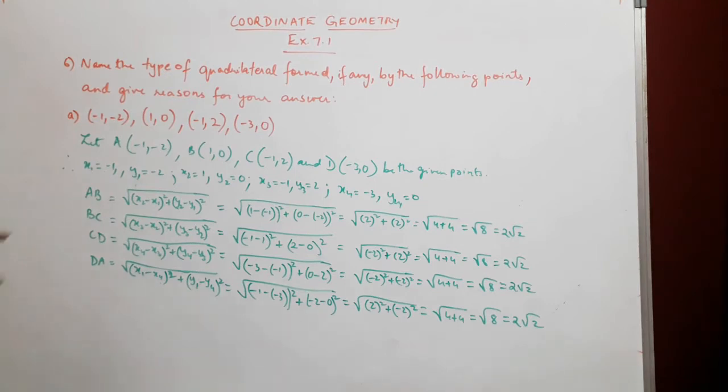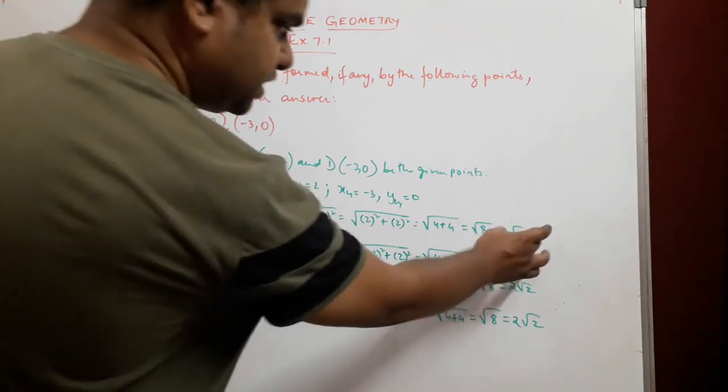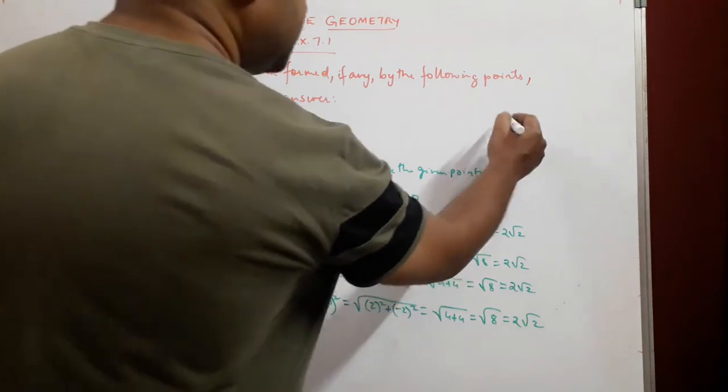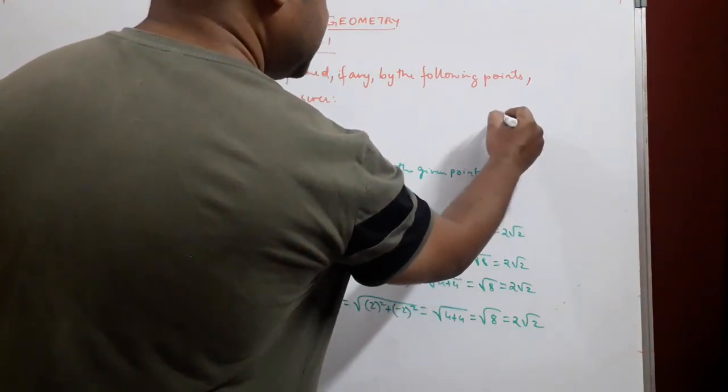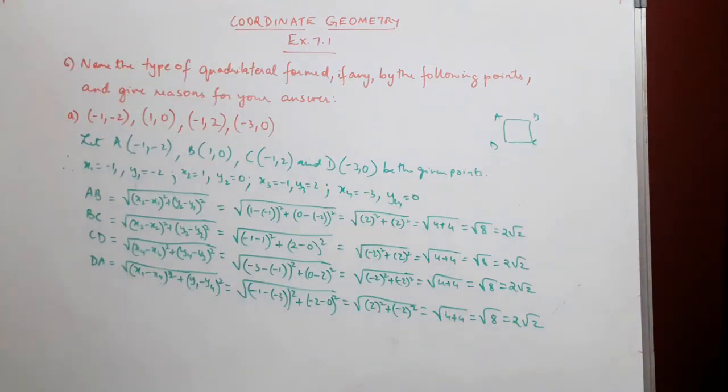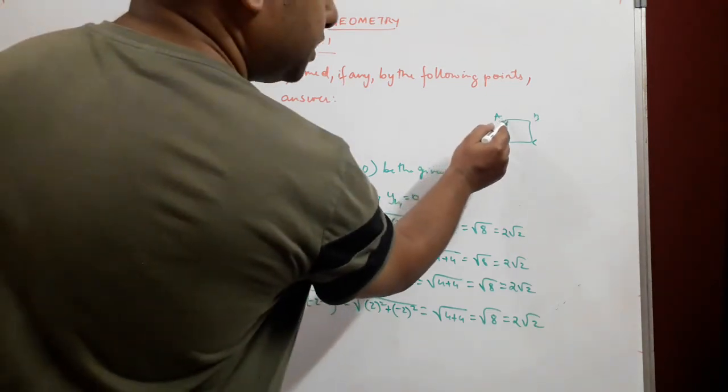So which means now we have got AB equal to BC equal to CD equal to DA. Clearly you can see they are all equal to each other. So if we were to plot these points, it would be something like this, with A, B, C and D like this, and these four sides are all equal to each other. Now this can be a square or this can be a rhombus, and to differentiate between the two, we'll have to check their diagonals, which is AC and BD.